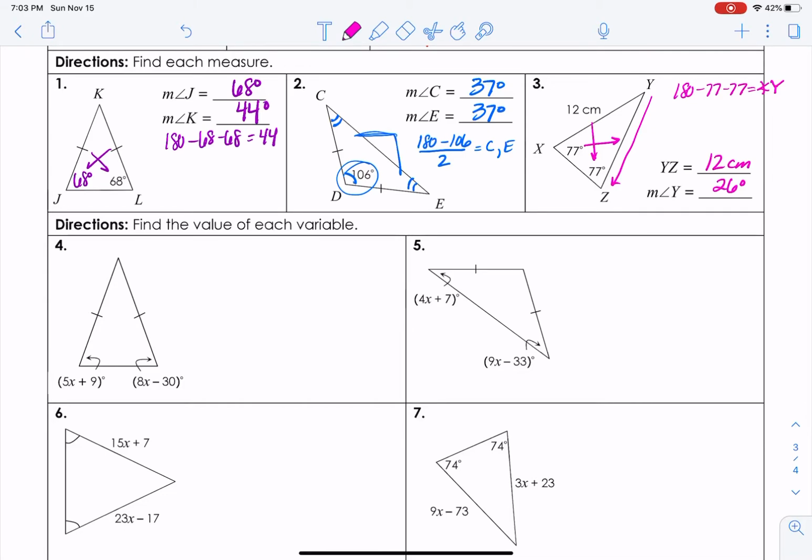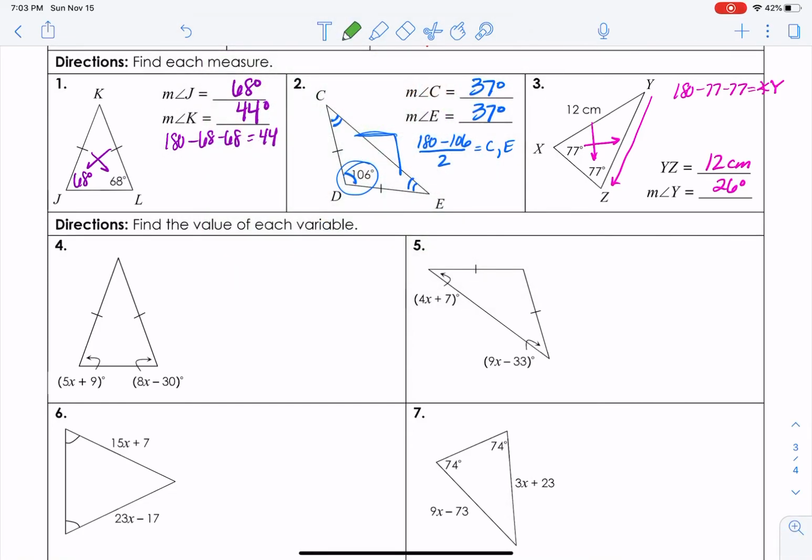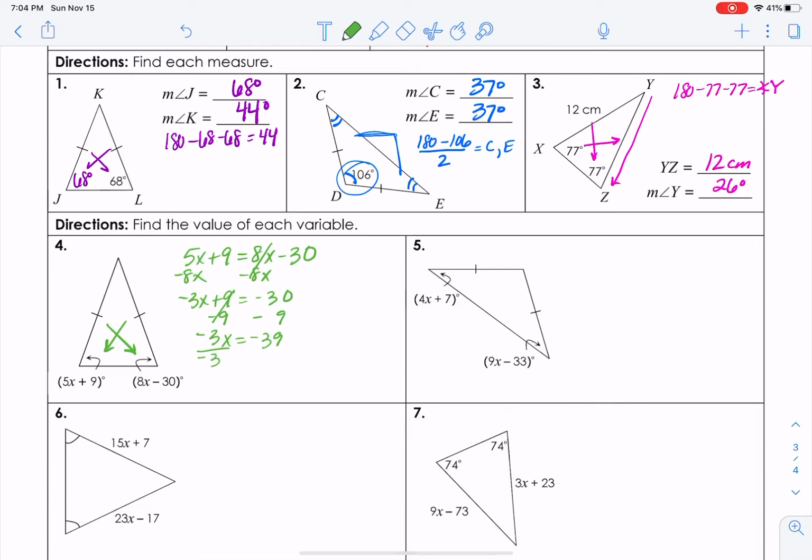For number 4, it's the same properties. Now we add algebra. So these are the base angles. That means that they're congruent. That means that 5x plus 9 equals 8x minus 30. So then we solve for x by isolating, and I get negative 3x plus 9 equals negative 30. Subtract 9 from both sides, and I get negative 3x equals negative 39. And we divide by negative 3. Don't forget that. X is 13.